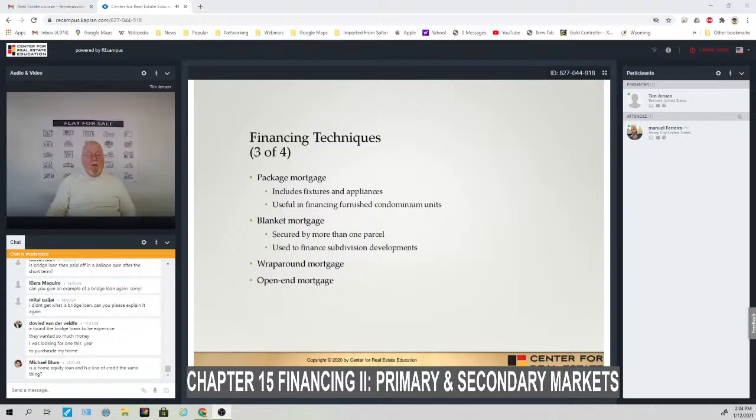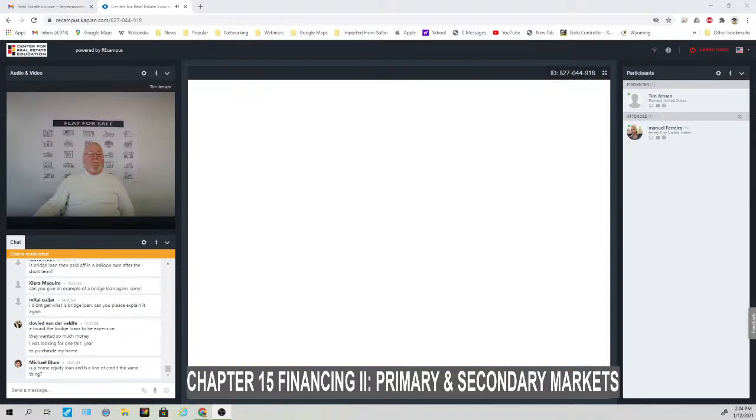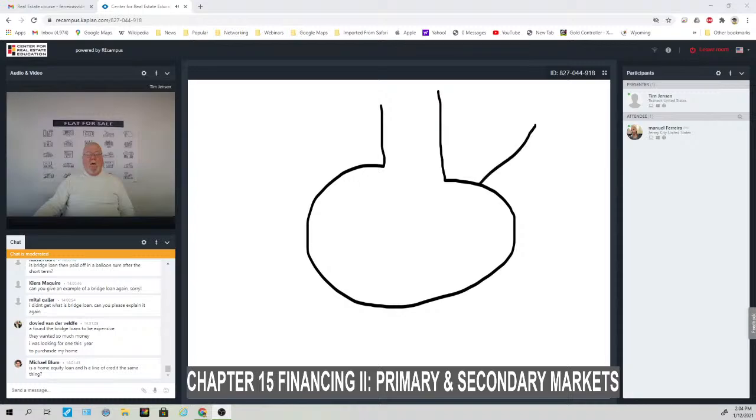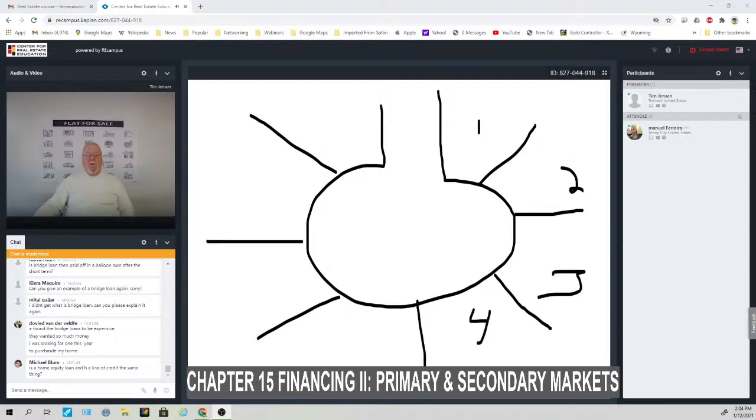A blanket mortgage is very different. This is sometimes used by subdividers when using properties for development. Let's say I'm a builder, and on this end of this cul-de-sac, I've got 1, 2, 3, 4, 5, 6, 7. So 1, 2, 3, 4, 5, 6, 7, 8 lots on this cul-de-sac.